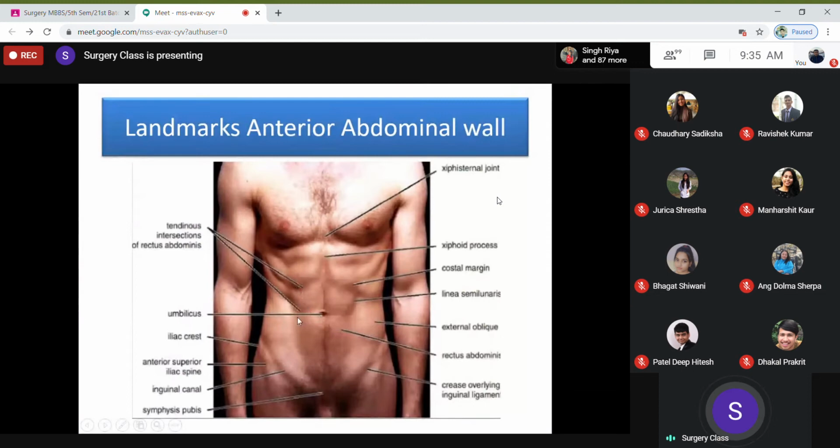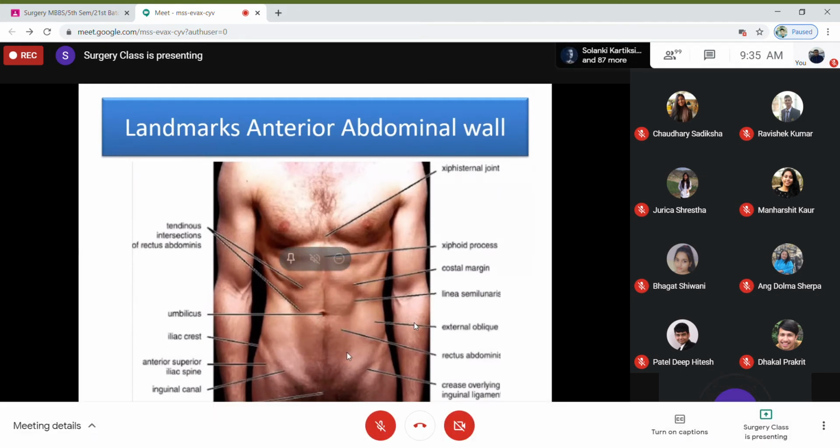These are the transverse intersections of the rectus muscle. There are two or three, and they make what are known as muscle packs. This is what the abdomen looks like anteriorly.